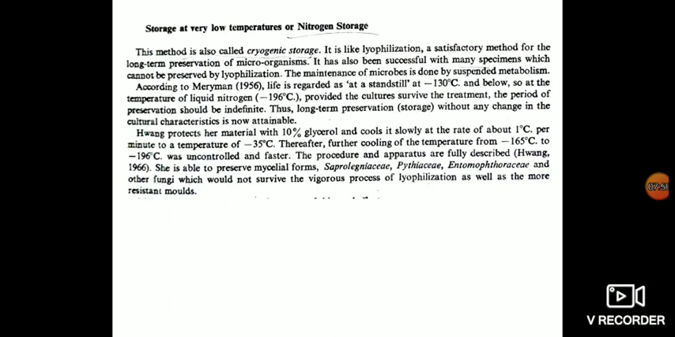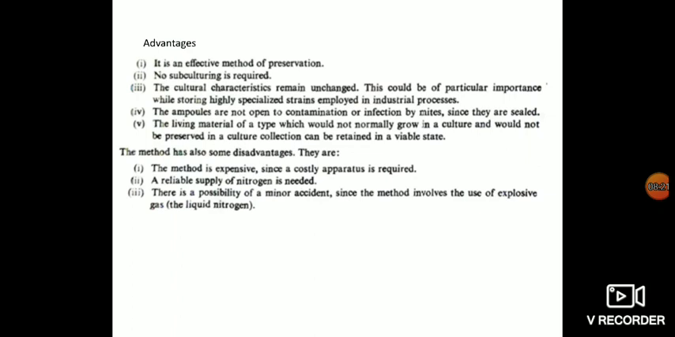The maintenance of the microbes is done by suspended metabolism. As you already know, the metabolism is suspended, so we can culture the microorganism, put it at the lower temperature of liquid nitrogen, minus 196 degrees Celsius, and store it. Ten percent glycerol is commonly used, or DMSO can also be used as a protective agent. That's what is mentioned about storage at very low temperature or in liquid nitrogen.